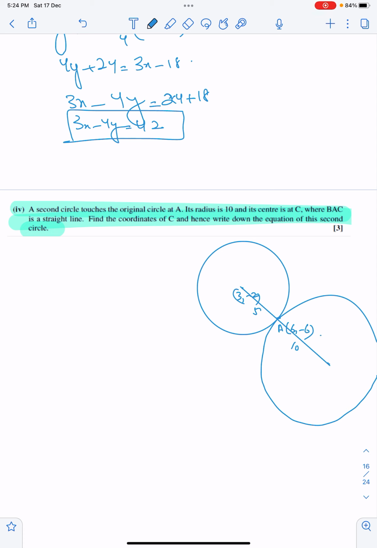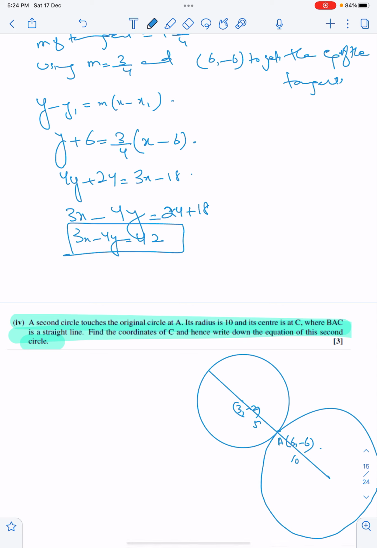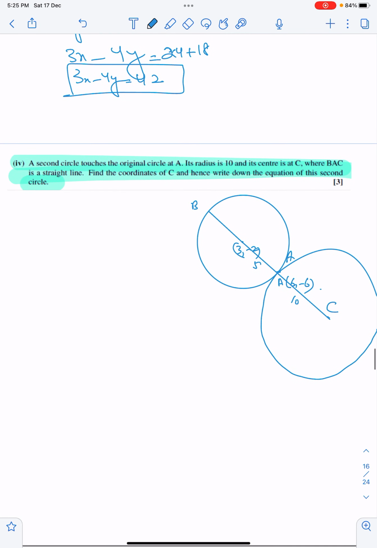Where BAC is a straight line. B was this point here, A is this point, and the center of the circle is C. Find the coordinates of C and hence write down the equation of the second circle. It touches the original circle at A, its radius is 10 and the center is at C, where BAC is a straight line.